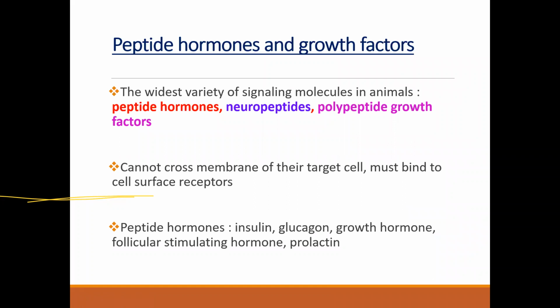The fourth group of signaling molecules is the peptide hormones and growth factors. Growth factors are also proteins. This is the biggest group of signaling molecules in animals, composed of peptide hormones, neuropeptides, polypeptides, and growth factors. These signaling molecules are quite big and cannot cross the plasma membrane. Therefore, they must bind to a receptor located on the cell surface of the target cell. Examples of peptide hormones are insulin, glucagon, growth hormone, follicle stimulating hormone or FSH, and prolactin. All of them are peptide hormones.